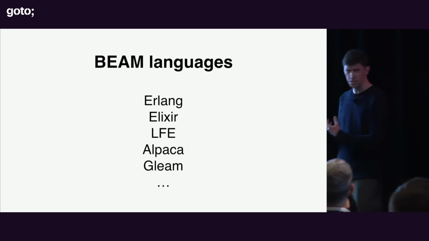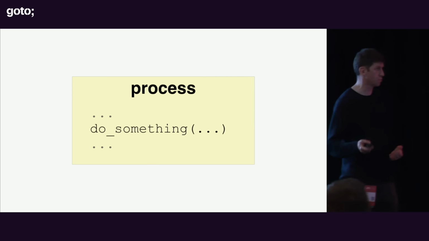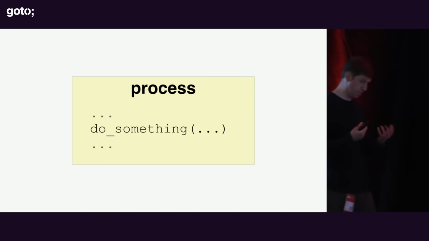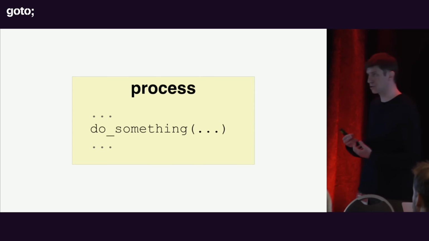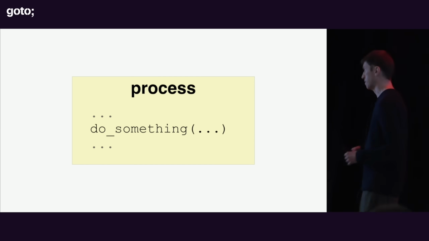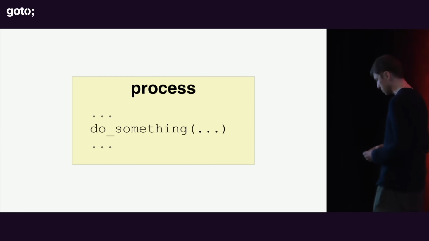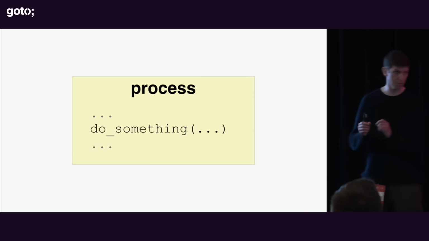The central idea, the central concept here is the concept of a thing called process. And process in Beam terminology is a runtime execution context of code. Any code, like Elixir code, runs in some process at runtime. Now, process is not an OS process, and it is not an OS thread, and I'm going to clarify this distinction a bit later on.